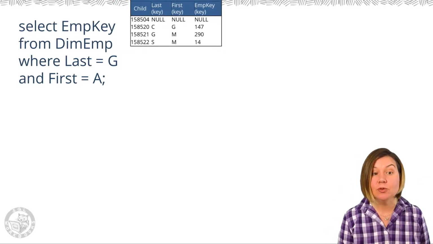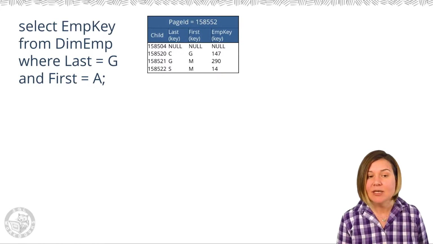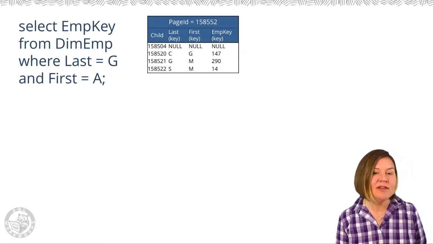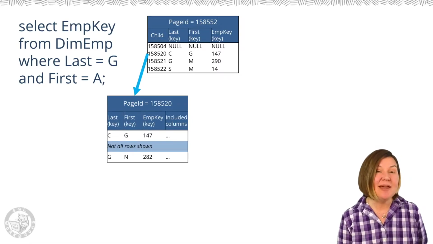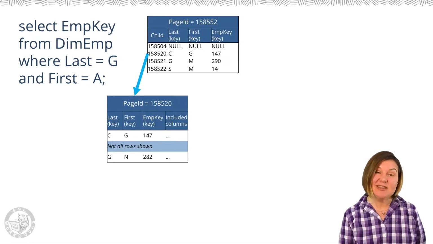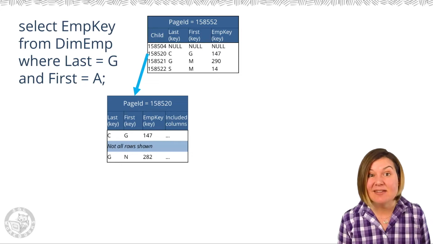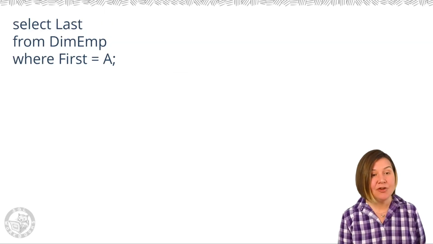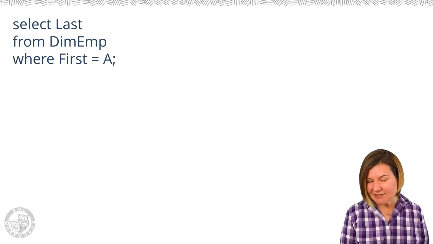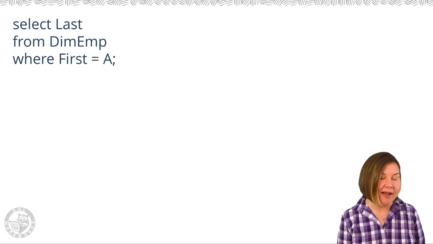So I'm going to go to the root page of the index, and then I'm going to use the guideposts on there. If the last name is G and the first name is A, that's before the guideposts I have for last name G, first name M. So I can go to the page before that, I can seek to the leaf, and I can get the data that I need.